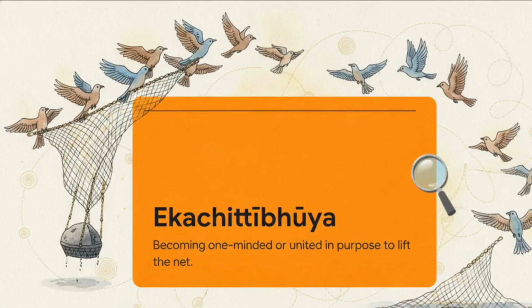We really need to isolate that critical first step because it comes with a massive vocabulary word, ekachiti bhuya. This means becoming one-minded or united in purpose. Just think about the physics here for a second. If half the birds fly left and the other half fly right, they literally go nowhere. Lifting that heavy trap required absolute mental synchronization from every single bird. They had to act ekachiti bhuya.